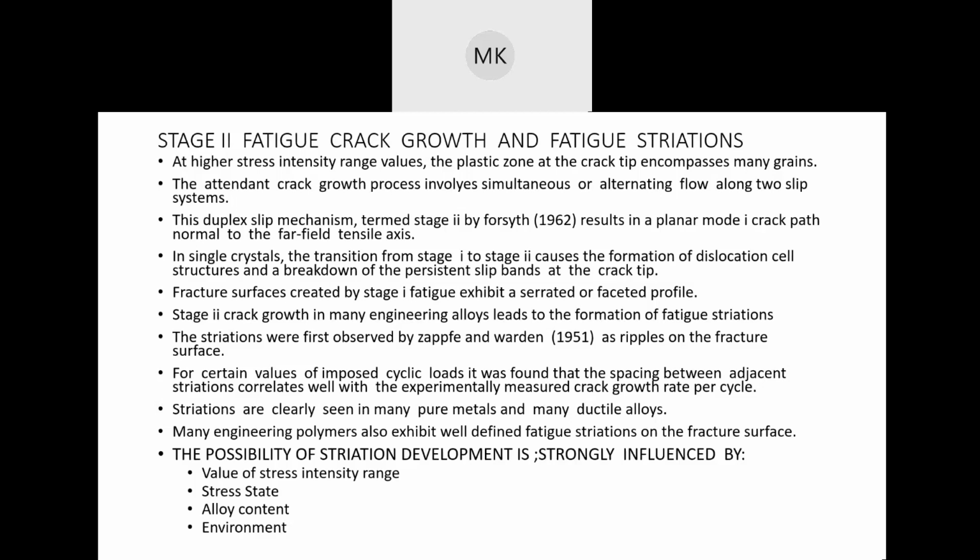Stage 2 crack is what is causing striations in most metals. So when you see striations on a fracture surface after the failure happened, that's when you know that there is a stage 2 fatigue crack that happened in that material. The first time that they saw stage 2 cracks or striations was around the 1950s.